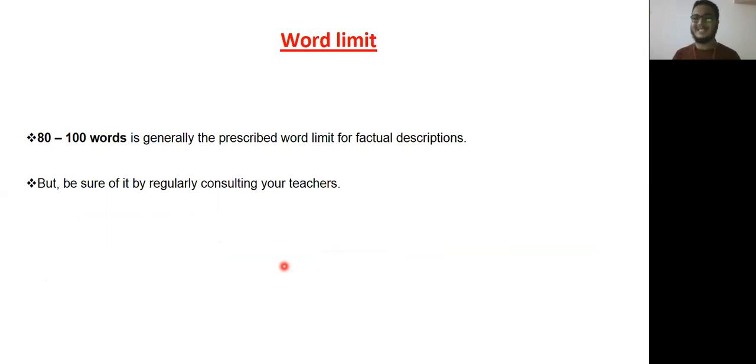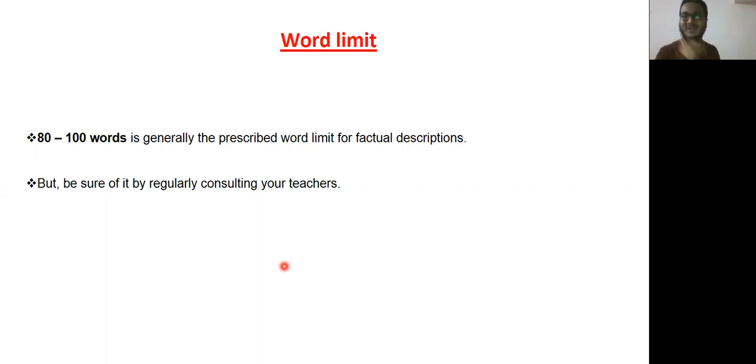Sometimes in the board exam of class 12 it comes for 10 marks, and sometimes for 6 marks. For class 11, it depends on the school teacher and how they frame it. It may be 6 or 10 or 12 or 18 or 15 or 16 or 8. It depends on the teacher. When you're writing an answer, whether it is 10 marks, 15 marks or 7 marks, what is the word limit given? The general word limit is 80 to 100 words for 6 marks. But be sure of it by regularly consulting your teacher.